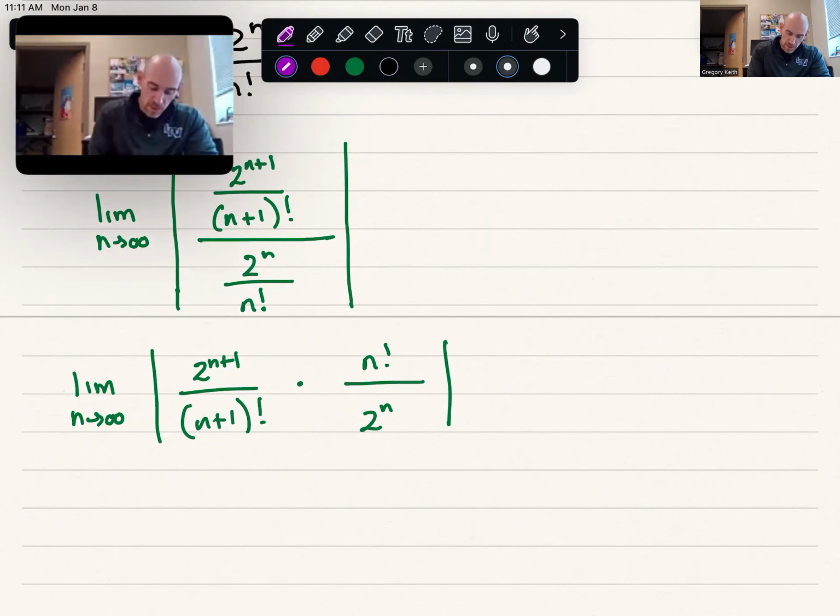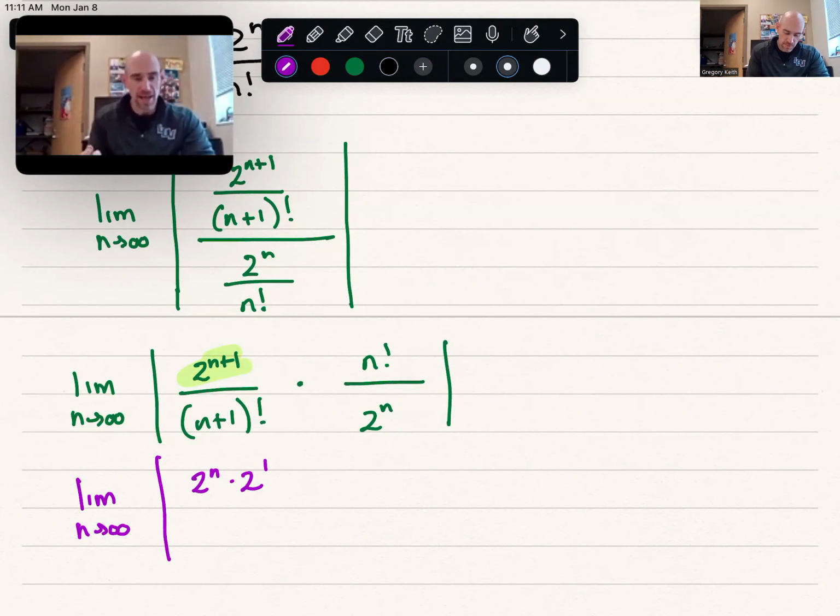So let's talk about 2 to the n plus 1. It can be broken apart since we have those exponent rules that we talked about. So you've got 2 to the n times 2 to the first. Remember, when you multiply, we add exponents. And then n plus 1 factorial right underneath there, we can rewrite that as n plus 1 times n factorial.